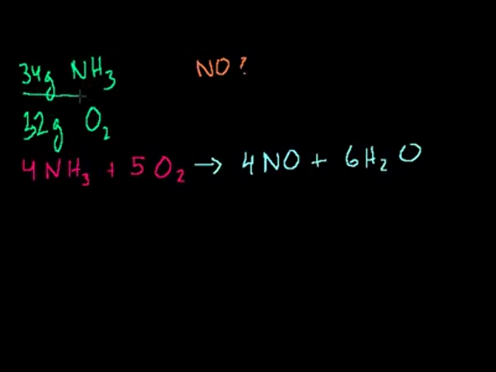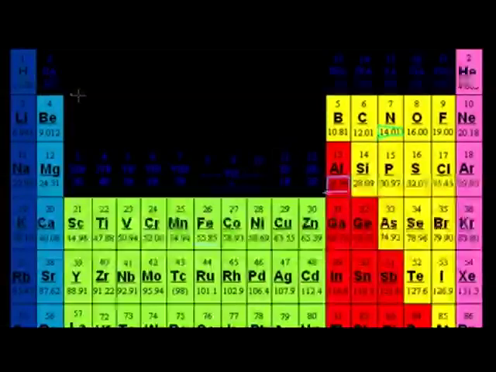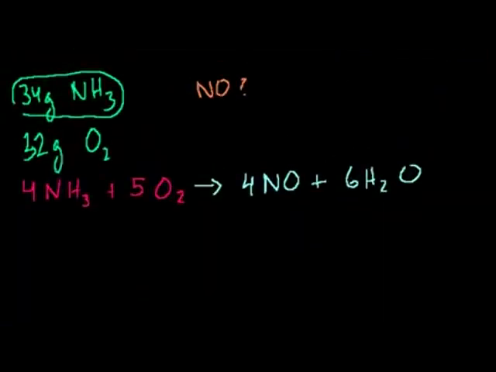34 grams of this. So what we need to figure out is how many moles of ammonia we were given. So what's the atomic mass of ammonia? Or not the atomic mass, what's the molecular mass of ammonia? Nitrogen, let's say we're dealing with nitrogen 14, so it has a mass number of 14. Hydrogen has a mass number of 1.